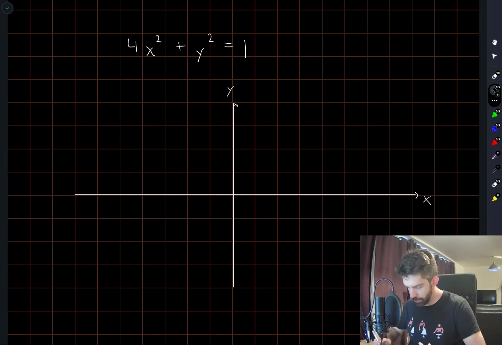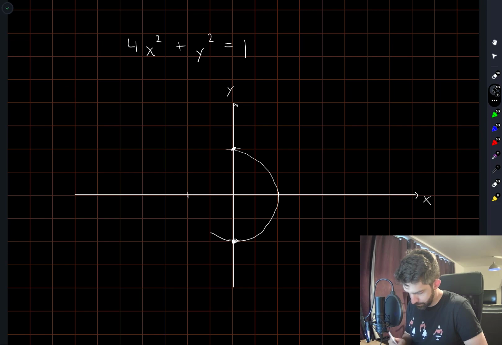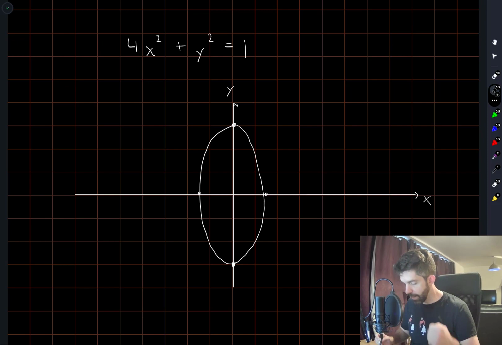If x is 0, this ellipse passes through +1 and -1. And if y is equal to 0, then the ellipse passes through x equal to either a half or negative a half. So it looks like this. Okay, so there's more or less the ellipse that we're considering in the xy space.